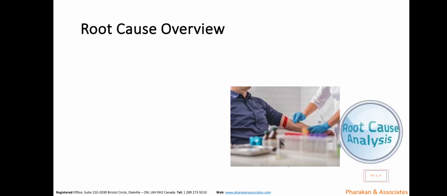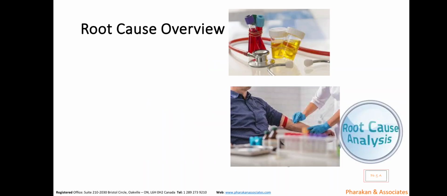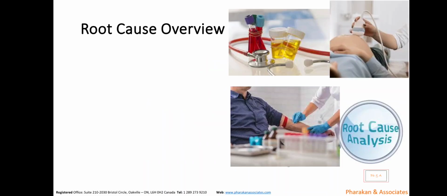The same way a medical practitioner or physician would ask you to go for blood work, lab tests, so that they can have an idea of what exactly is wrong and then be able to come up with the appropriate treatment plan. The same thing is what the root cause analysis does for any business.